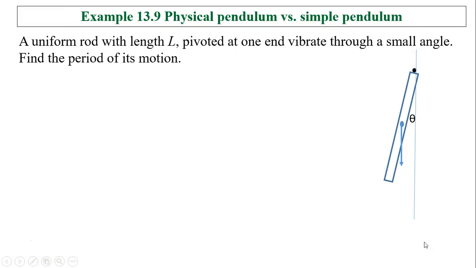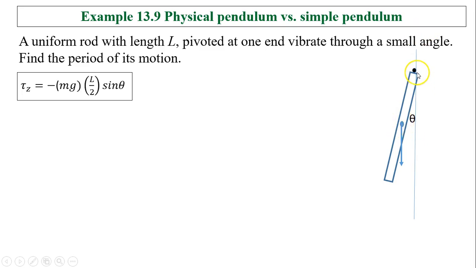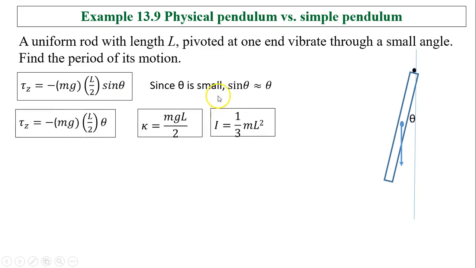Let's take a look at this example. A uniform rod of length L pivoted at one end vibrates through a small angle. Find the period of its motion. So a rod is a physical pendulum. Its torque equals mg times d, where d is L over 2 from the center of mass to the pivot, times sine theta. For small angle oscillation, sine theta equals theta, so torque equals negative mg L over 2 times theta.